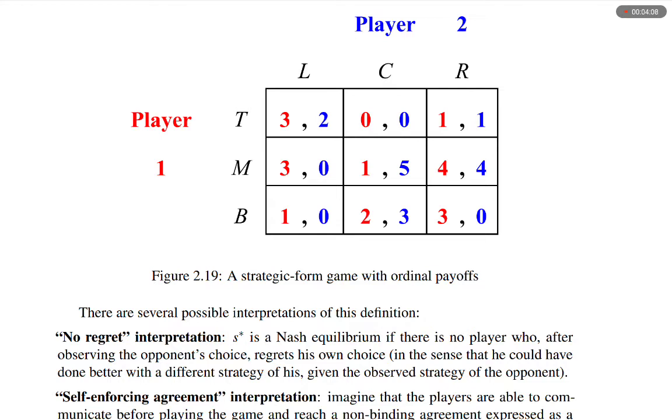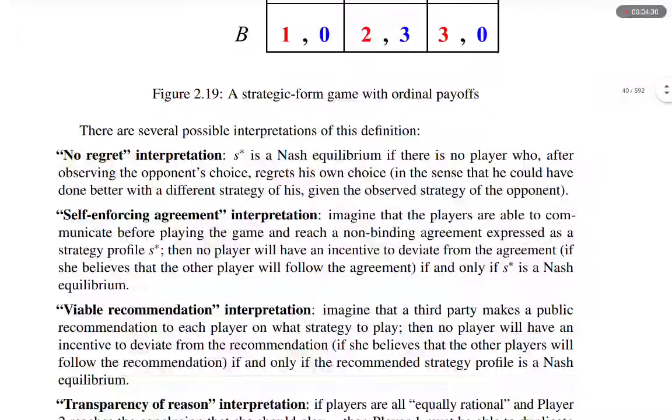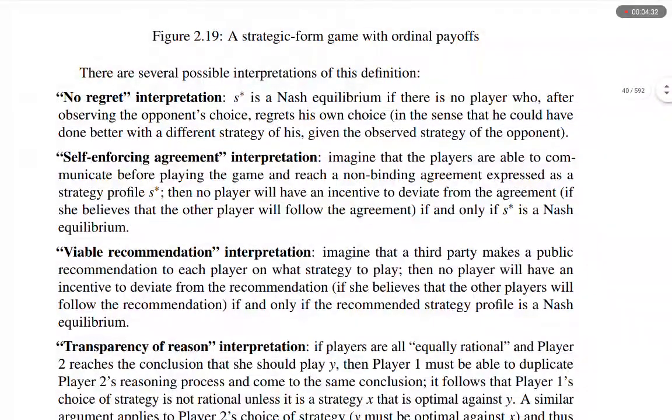The payoffs are 3, 2, 0, 1, 1, 1. That's for the first row across. Then the second row starts with 3, 0, 1, 5, 4, 4, and 1, 0, 2, 3, 3, 0. This is figure 2.19, a strategic form game with ordinal payoffs.